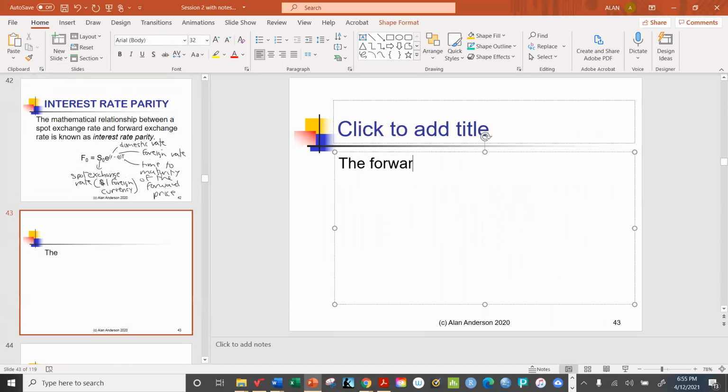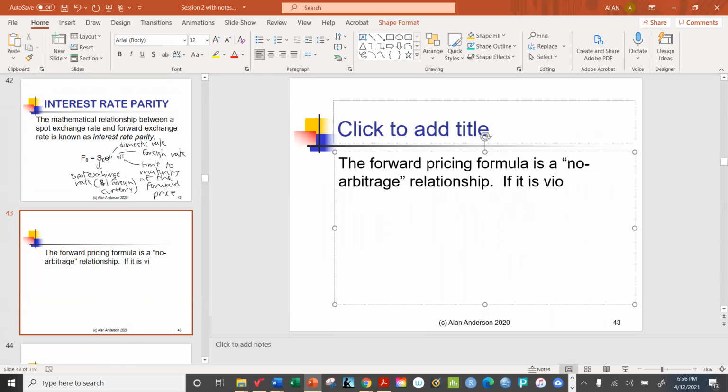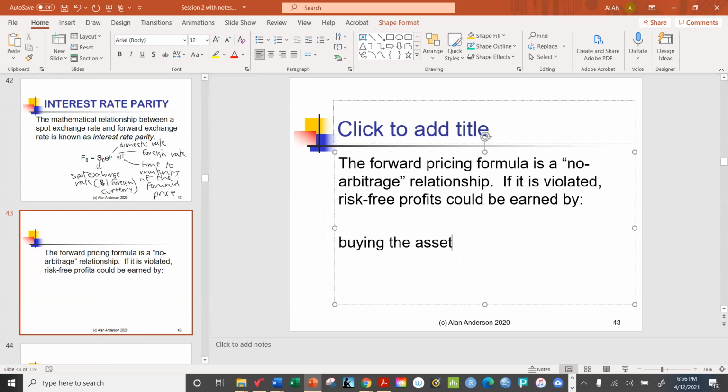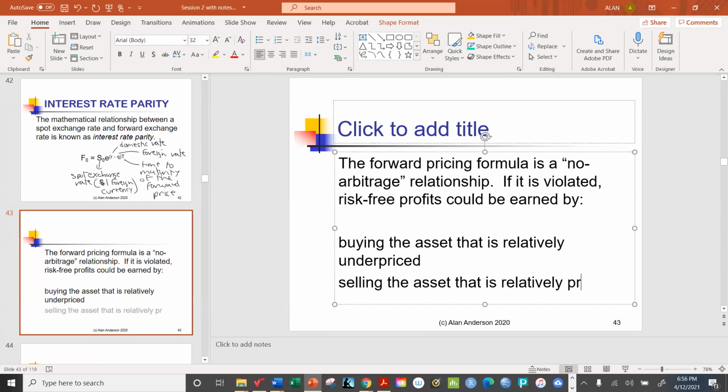The forward pricing formula is a no arbitrage relationship. If it is violated, risk-free profits could be earned by buying the asset that is relatively underpriced, selling the asset that is relatively overpriced.